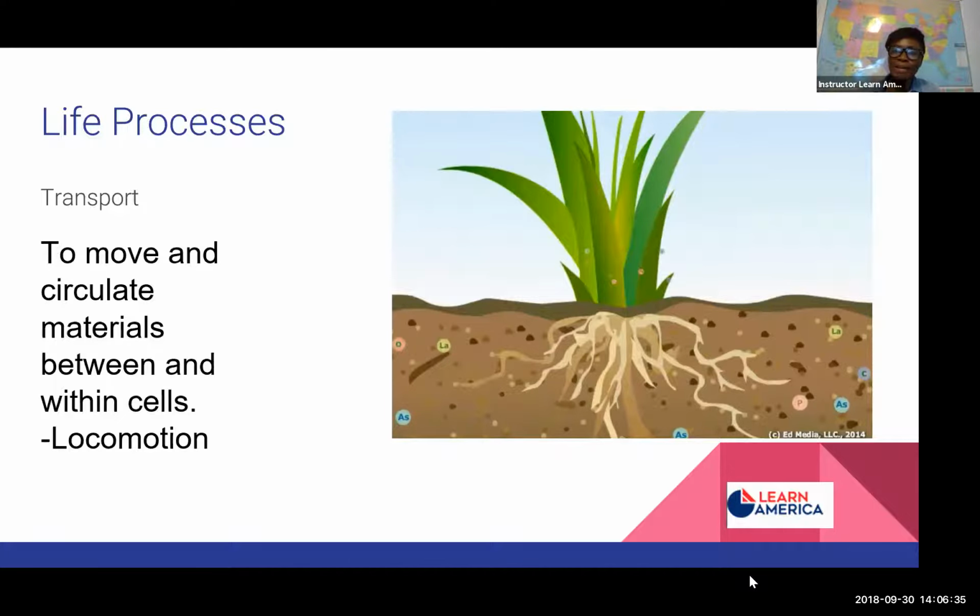Locomotion is different, as in locomotion focus on the actual movement of the organism from one area to the next, whereas transport is specifically related to diffusion of materials going into and out of the cell. So we want to differentiate between the two of transport and locomotion.